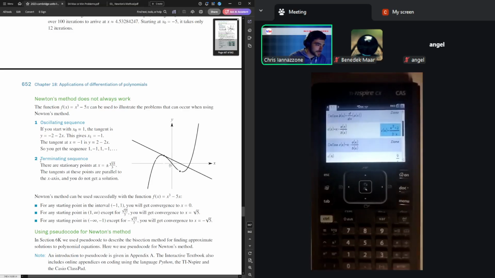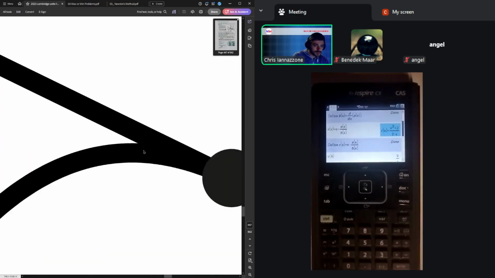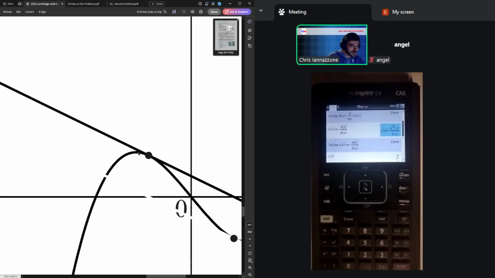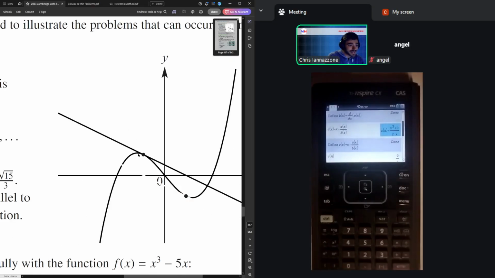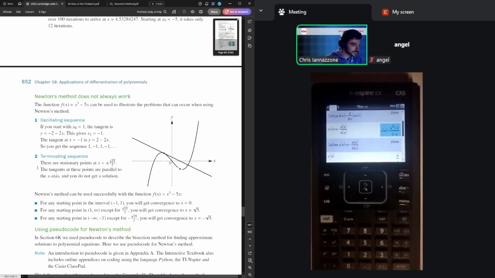That's oscillating. Terminating sequence means there is no additional x-intercept. And the only way that can happen is if you take your tangent line at a stationary point. What's so bad about that? Stationary points are flat. So if I take my tangent line at the turning point, it will be 100% horizontal. It will not touch the x-axis anymore, and therefore you will not have another x-intercept to work with. That is the terminating sequence.